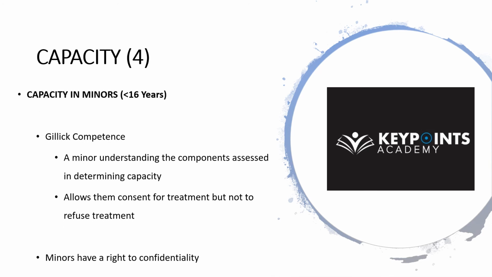Now, in minors, usually people less than 16 years, you have what we call the Gillick competence. What this means is that a minor can have a good understanding of what we look at when we assess capacity. So if a minor understands the components that we mentioned earlier about capacity and is able to retain it, is able to process it, is able to provide feedback on a decision, then we can allow that particular minor to take that decision. We can say that minor is Gillick competent.